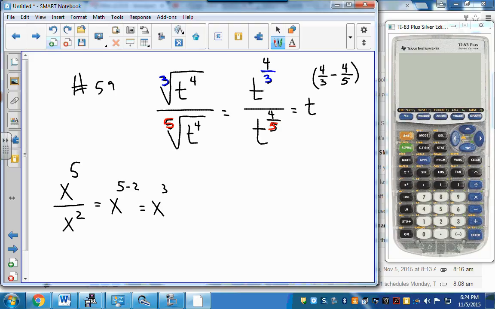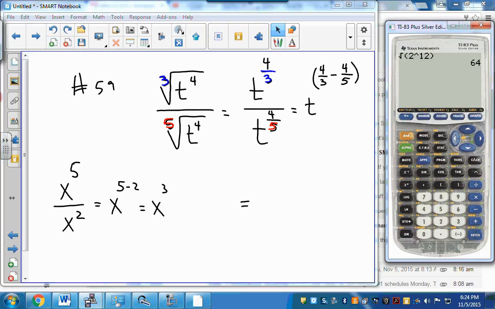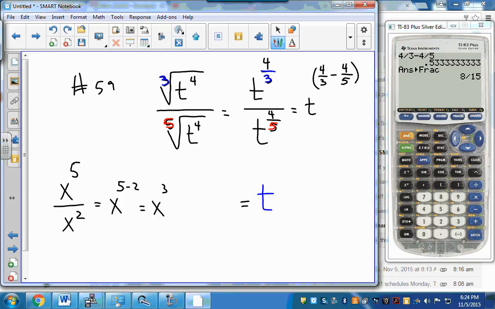So yeah, you can use your calculator. If you want to do that on your calculator, you can. Hopefully you can deal with fractions without a calculator. 4/3 minus 4/5. Okay, it works out to be that decimal. And if I put it as a fraction, I get 8/15. So this is the same as t to the 8/15.